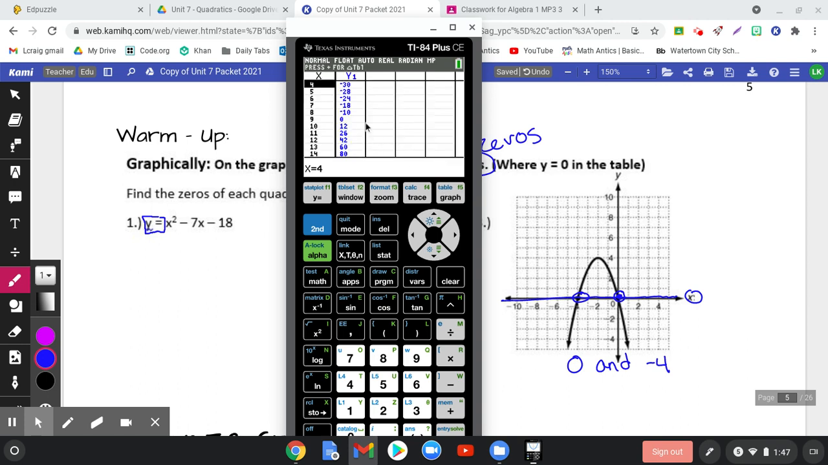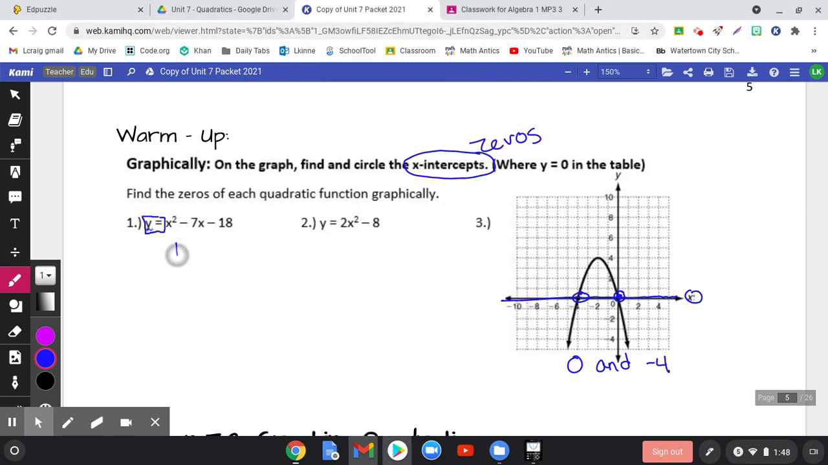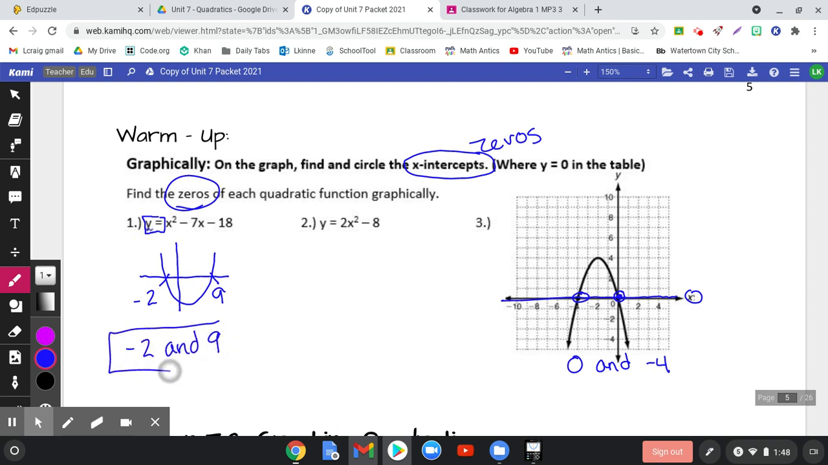Remember, you can look in the table too. 9 makes it 0, and -2 makes it 0. So you can find it that way. So let's sketch it. It is a parabola. Looks something like that. It's hitting at -2 and 9. Those are your zeros or your x-intercepts. And just sketch that picture. Those help us with factoring too, remember, from way back the beginning of the year. They'll come back into play a little bit.